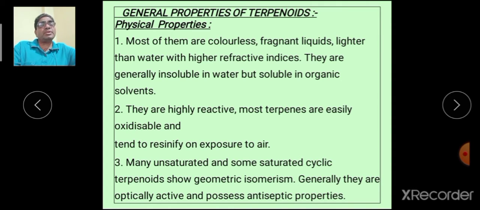Now, many unsaturated and some saturated cyclic terpenoids show geometrical isomerism. Generally, they are optically active and they possess antiseptic properties.